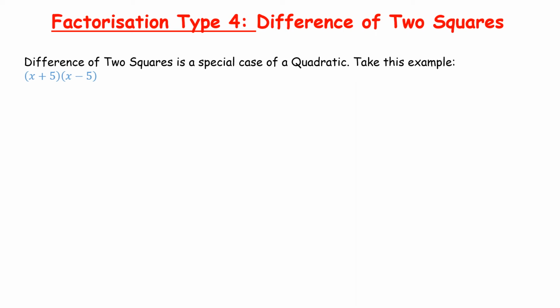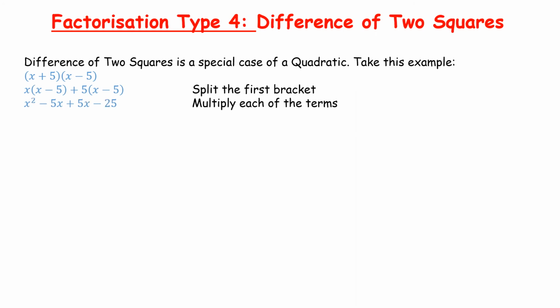So to multiply out these two brackets, we'll split the bracket and multiply out. This is very similar to what we did for the quadratic trinomial example. However, something interesting happens. When we add our like terms, they cancel out. They give us 0 because we have a minus 5x and a plus 5x.